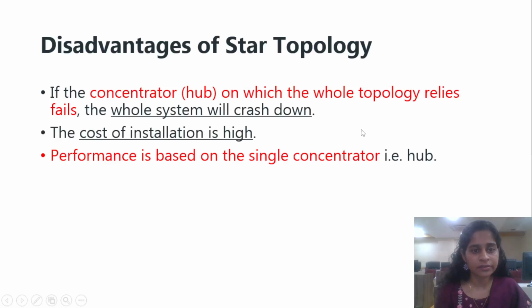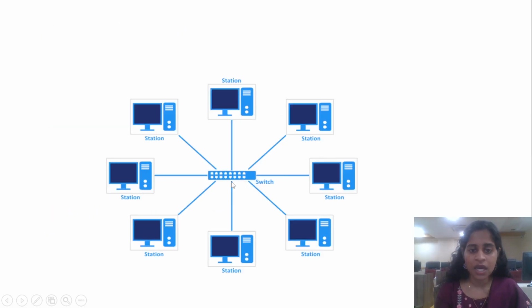The disadvantage is that if that central hub or concentrator fails, then the entire system will crash down. And also to install that central hub is high in cost. Performance is all based on that central hub only. If something happened to the central hub, which is connected to all the devices, which will help to send the data from the center to the destination, if something happened to this, then the whole system is a failure.